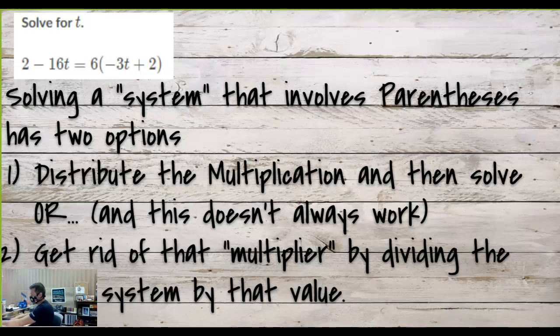So now we're solving when parentheses are involved. There are two options. And this is why math at this point gets really tough. There's options for everything. So the two main options, there are probably more than two options, are to go ahead and distribute the multiplication and then solve. Or, kind of in like a Cooper thought process, is there a way to make it easier and just do it the easier way?